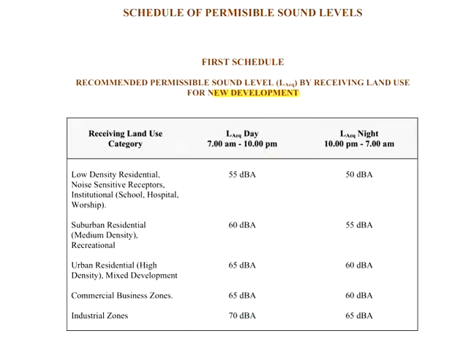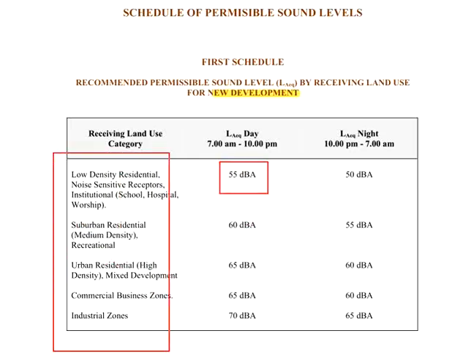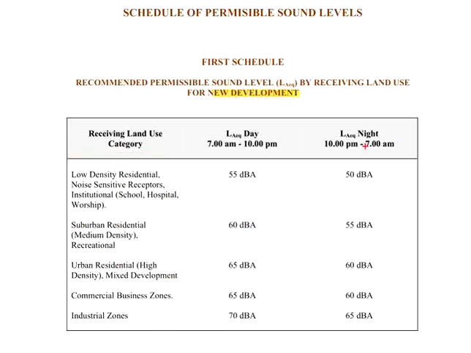The permissible sound levels will be defined by the category of the land use. There are low density residential, noise sensitive receptor, institutions such as school, hospital, worship. These are classified under 1 category. The permissible sound levels will be the lowest among all categories, both for the daytime and the nighttime.